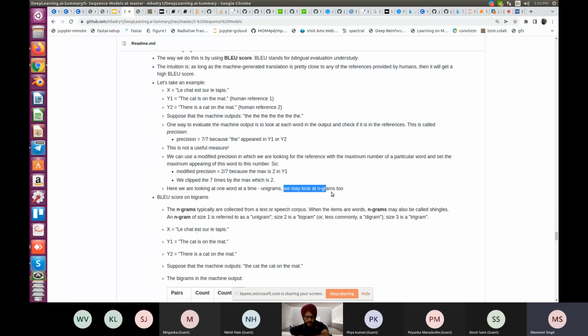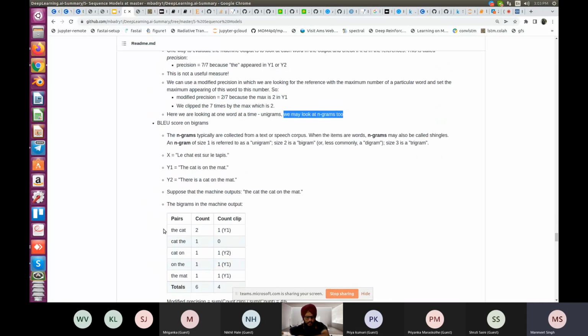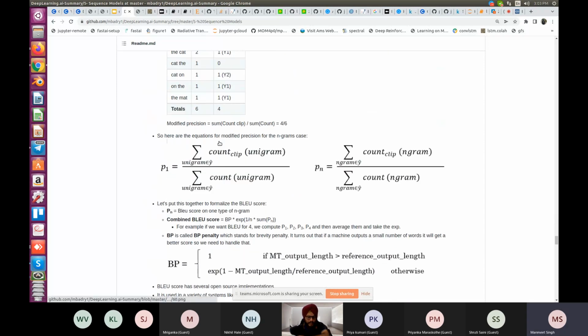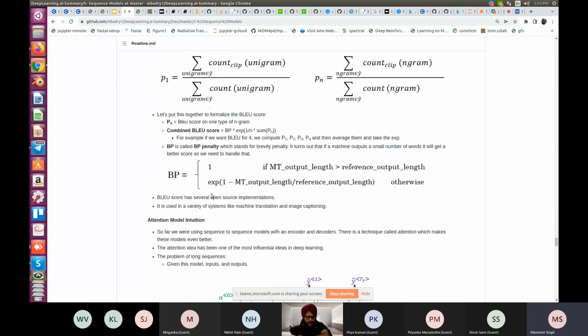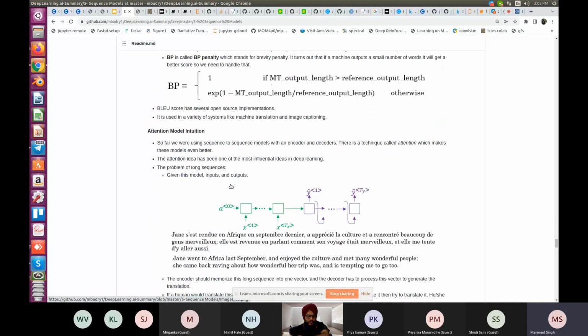You may also look at n-grams, so bigrams and trigrams. If you are looking at two words at a time, for example, "the cat" or "on the", that is a bigram, and you can have an n-gram also. So you will compute a combined BLEU score for an n-gram metric. And then Andrew provides some attention model intuition.